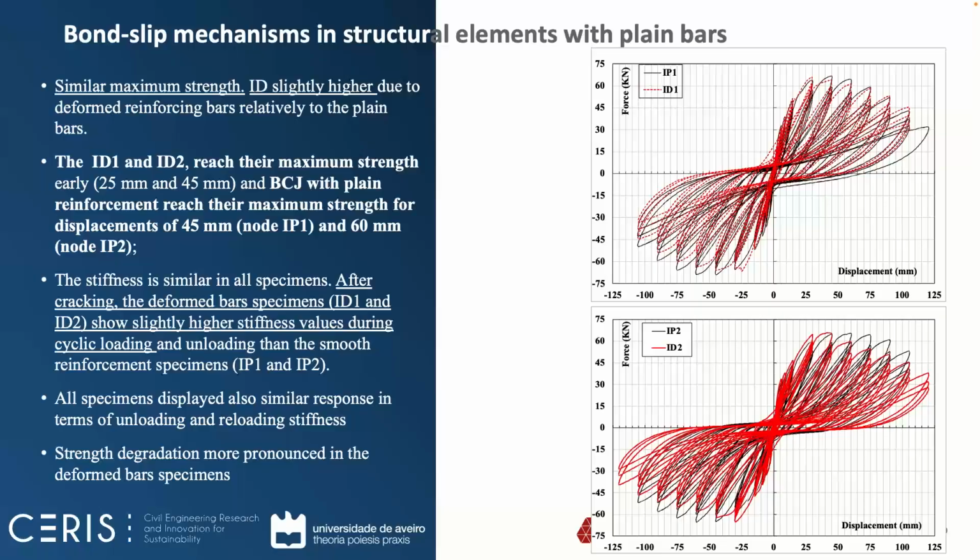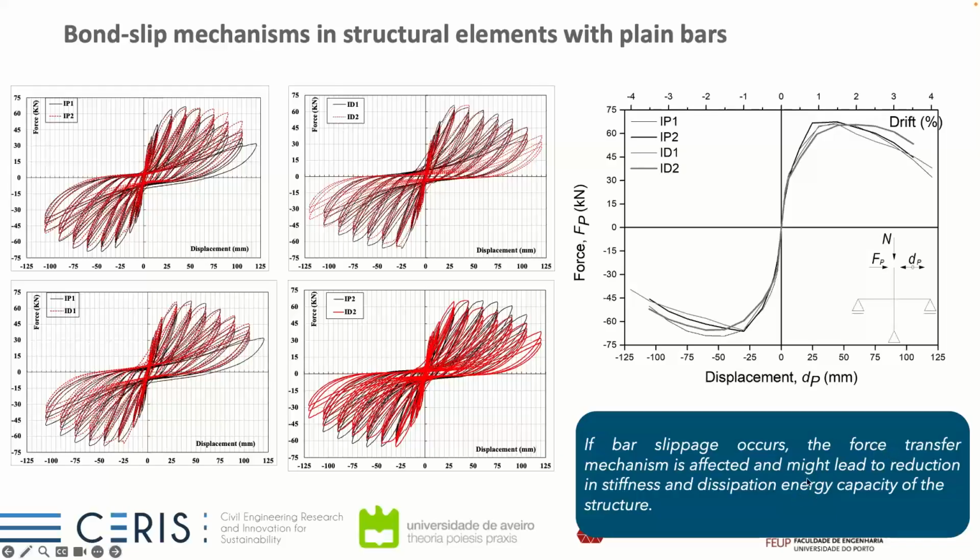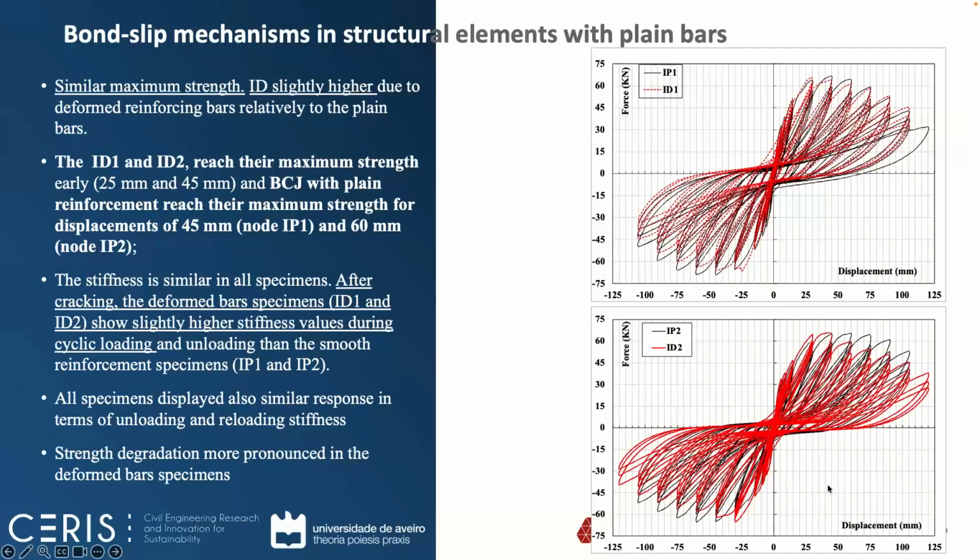We can see that when we compare IP with ID, so plain bars with deformed bars, they have similar strength, ID slightly higher, probably due to the characteristics of the deformed reinforcing bars, that the yielding strength of the deformed bars is a little bit higher. One important thing is that in the deformed bars, the maximum strength is captured much earlier, at 25 and 45 millimeters in the beam column joints ID1 and IP2. And when we look to ID1 and ID2, and to the plain bars, it is captured much later, at 45 and 60 millimeters. This relates to the comment that I was having here, that this transfer mechanism leads to a reduction of the stiffness, and the maximum value occurs a little bit later.